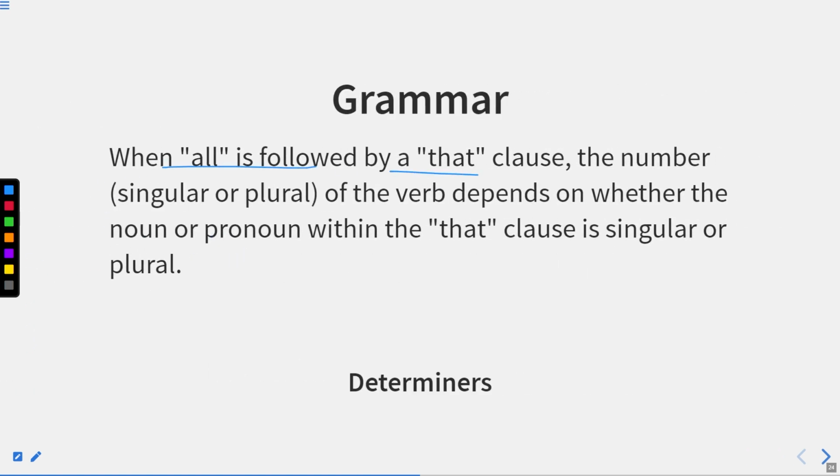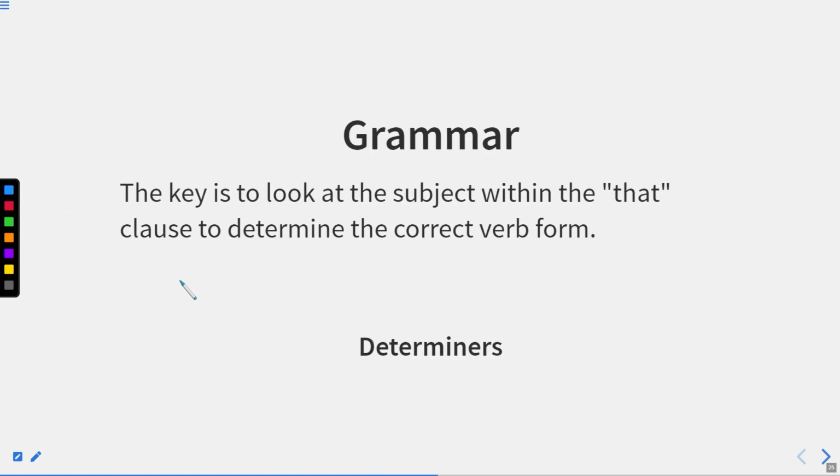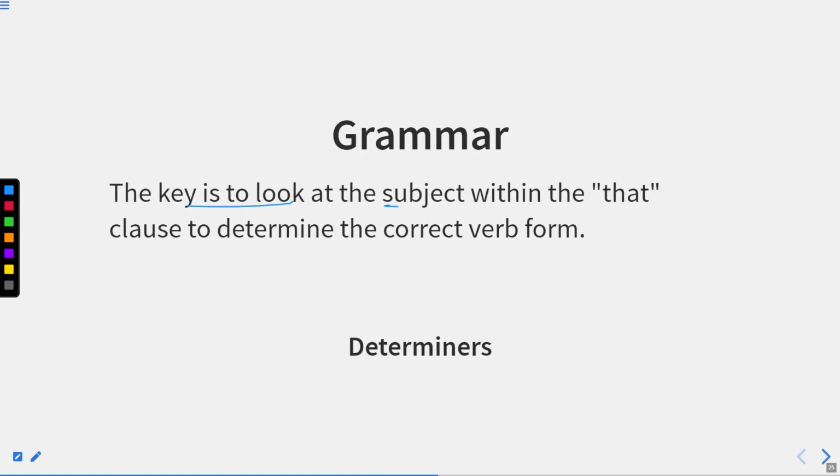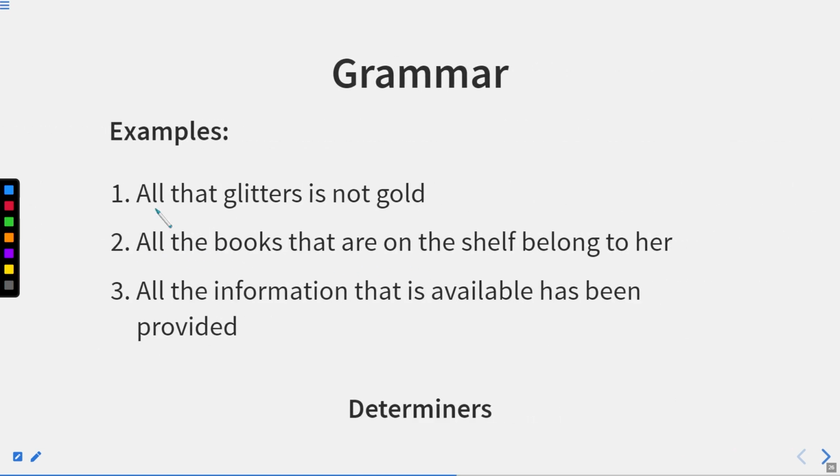When all is followed by a that clause, the number, singular or plural, of the verb depends on whether the noun or pronoun within that clause is singular or plural. It means whenever we have all and we have that in the sentence, it only matters whatever pronoun is there or whatever the implied subject is there. The key is to look at the subject within that clause to determine the correct verb form. For example, all that glitters is not gold.